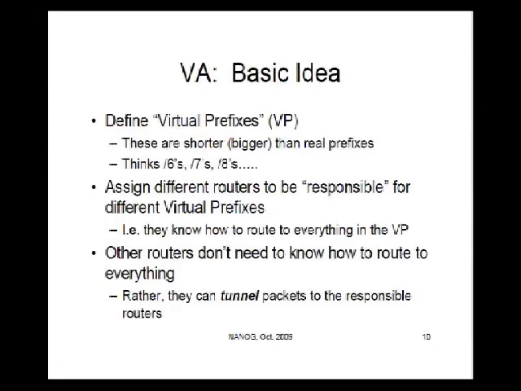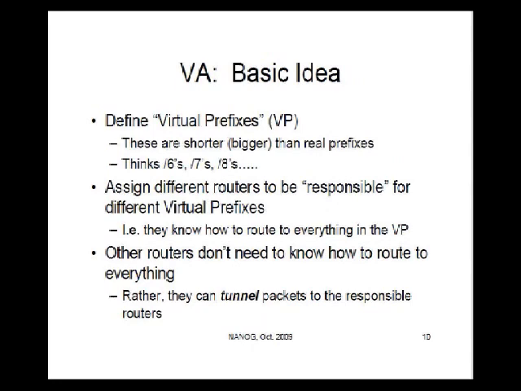So you can think of these as /6s or /7s, or even in many cases just as simply as /0. And then within an ISP, you'll assign different routers to be responsible for different ones of these virtual prefixes. Ideally, it's done in such a way that in every POP there's a router that covers every virtual prefix, but that's not always possible.